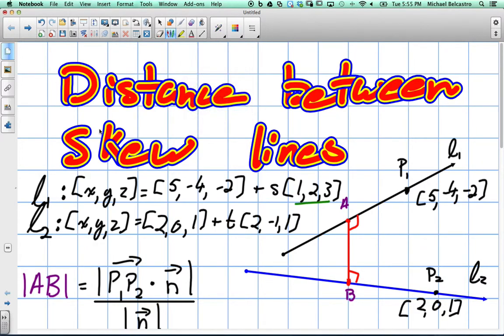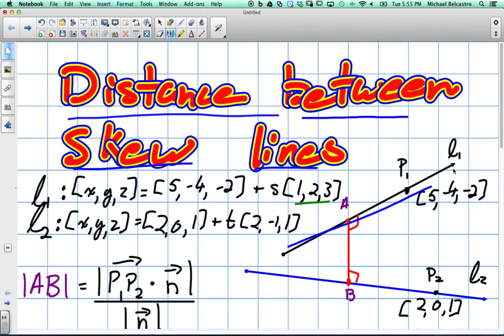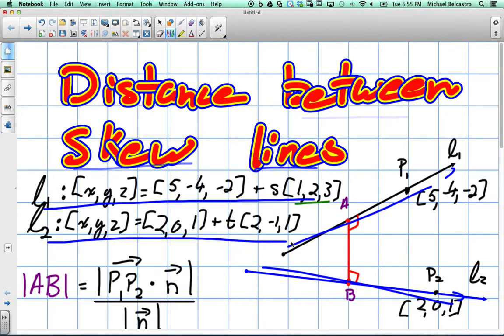Okay, we're going to quickly go over the process of finding the distance between skew lines, and a lot of the work's already been kind of laid out for us. But here would be two skew lines, right? And these are our forms of the lines, line 1 and line 2. And we know that when we're finding a distance, we're going to find the shortest distance.